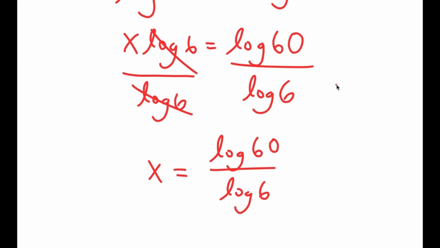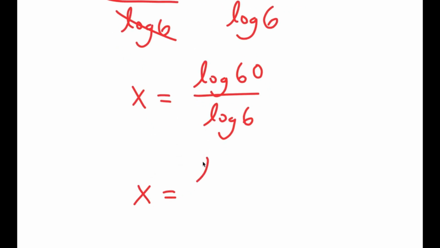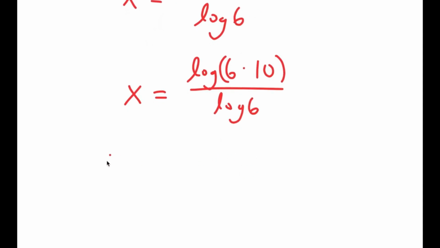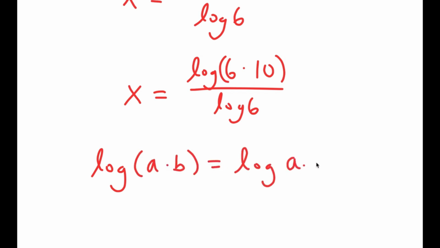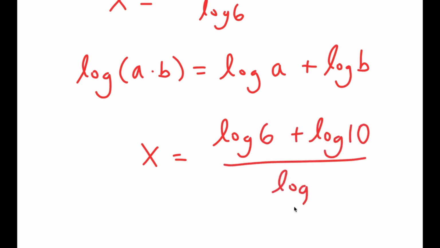So now from here, what I'm going to do is rewrite log 60 as log of 6 times 10. And if I have something in the form log of a times b, this is equal to log a plus log b. So log 6 times 10 is going to equal log 6 plus log 10, all over log 6.